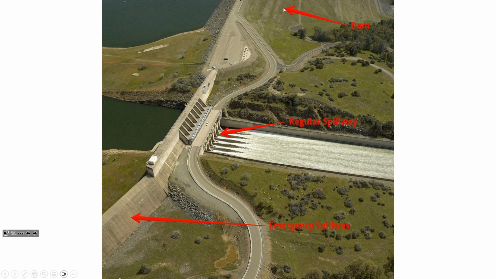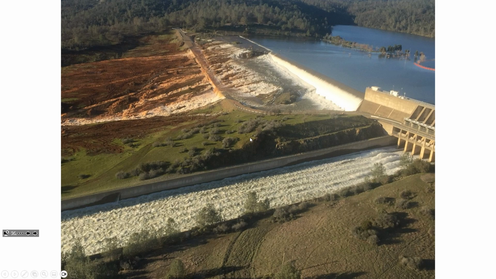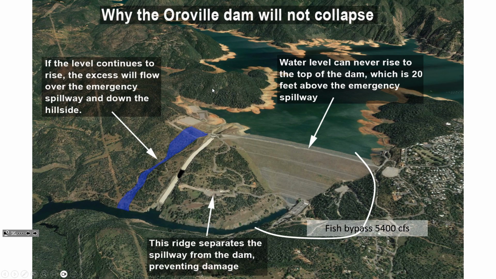So this is just another look at the dam spillway and the emergency spillway. And this rock was supposed to protect the dam from any scour, and it worked up close to the dam itself, but further down the rock wasn't as secure, and so that's why the scour happened. Here's the emergency spillway in operation, and you can see it doing quite a bit of damage to this hillside as the water's flowing over the top there.